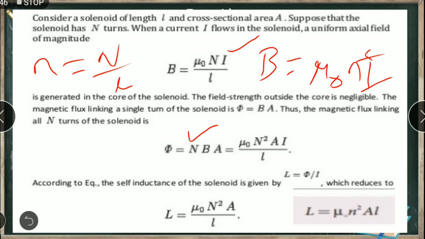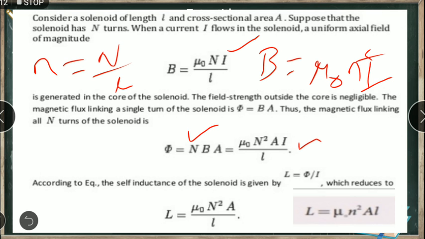Next, what you have to do? In this expression, substitute the value of B. The expression can be written as mu naught N square A I divided by L. Here mu naught is permeability, capital N is the number of turns, A is the area of cross section, I is the current in the solenoid, and L is the length of the solenoid.